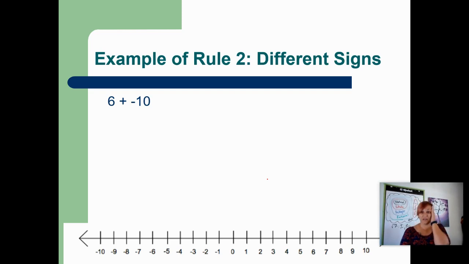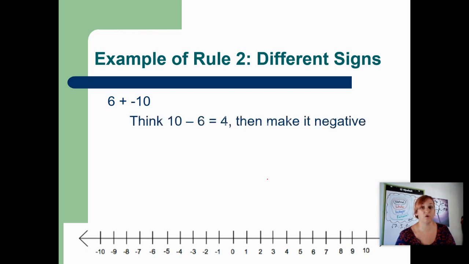In my head, it's easier to do 10 minus 6. And 10 minus 6 is 4. Unfortunately, though, the final answer is not 4. The final answer is negative 4. And the reason why is that even though in my head I did 10 minus 6, it's not really what the question is saying. In the problem, the 10 was negative. And so I need to make that 4 a negative. Negative 4.